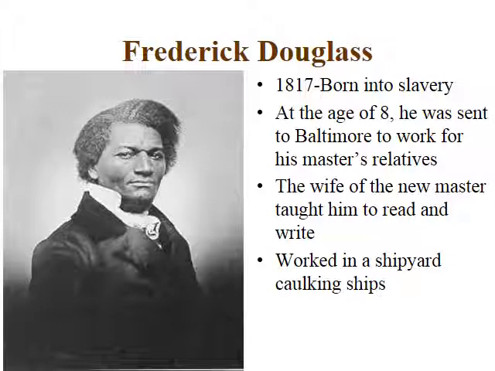He's born in approximately 1817 in slavery. And at the age of 8, he's basically rented out to his master's relatives in Baltimore because they had already kind of spotted at the age of 8 that this kid was bright. He's a pretty smart kid, hard worker. So we can make some money just renting him out to relatives.